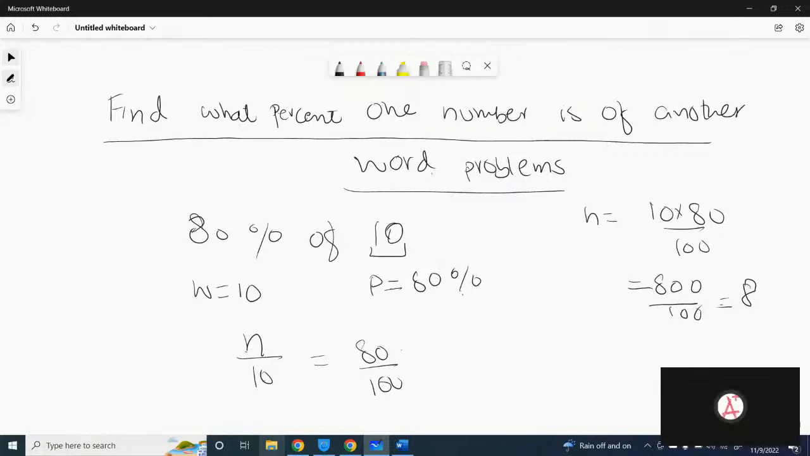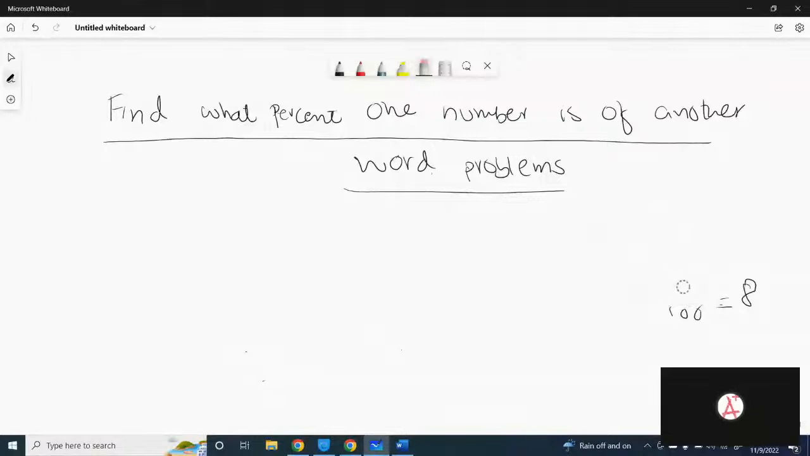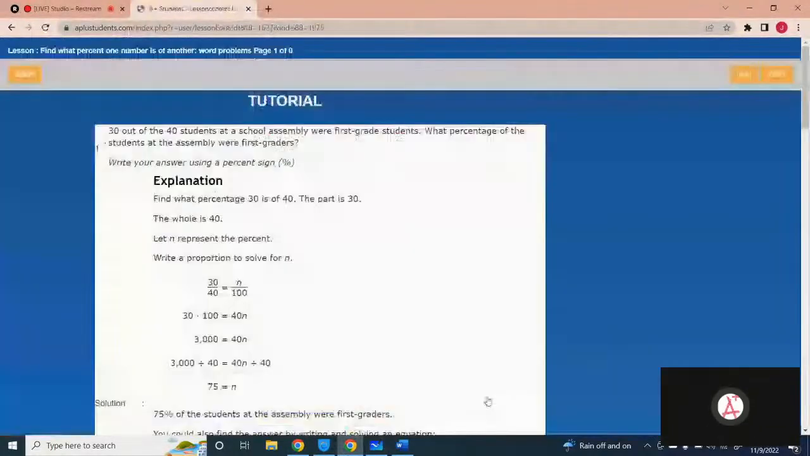Okay, good. I'm going to start with the next topic, that is find what percent one number is of another. And we're going to start with the word problems. Got it? I'm going to start with an example and then we'll start the test questions because we already know how to find what percent one number is of another, because we did this topic in the last session. If you need more help with the topic, you can find the last session, do the practice question, and then start with this one. Got it?